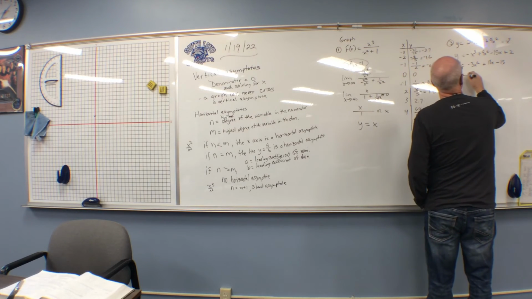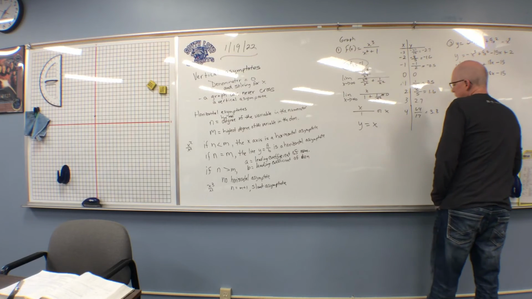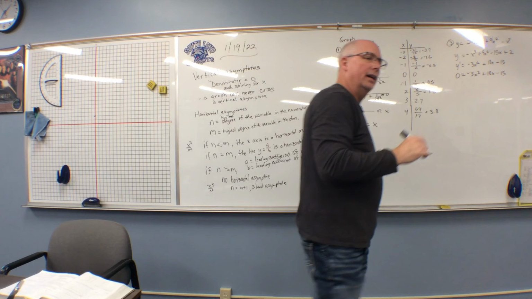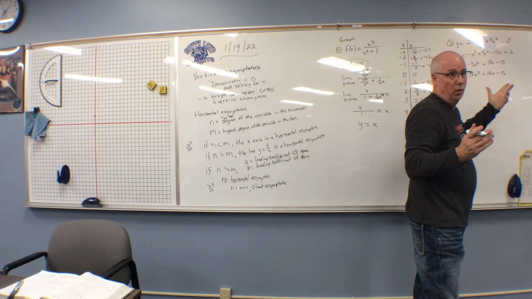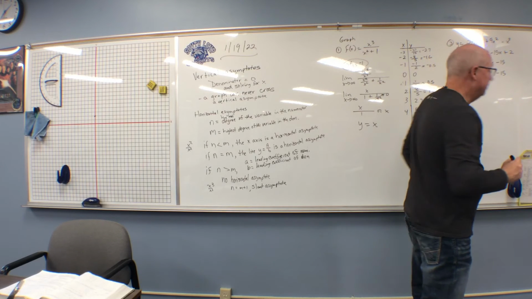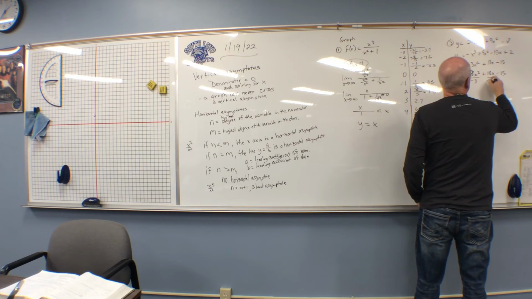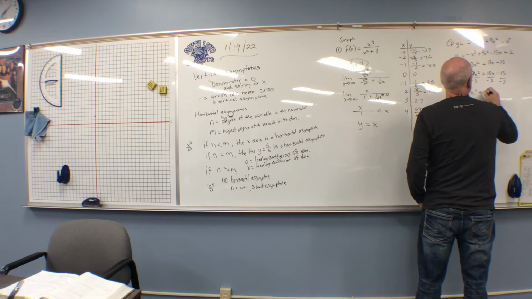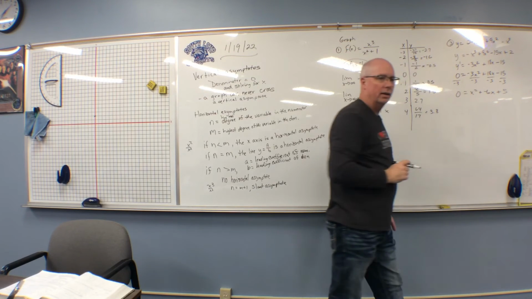So 0 equals negative 3x squared plus 18x minus 15. Now, I do not like a negative x squared. So I'm going to divide by -3, and since I have it equal to 0, I can do whatever I want. I get 0 equals x squared plus a negative 6x plus 5. Okay, now we're talking, right?